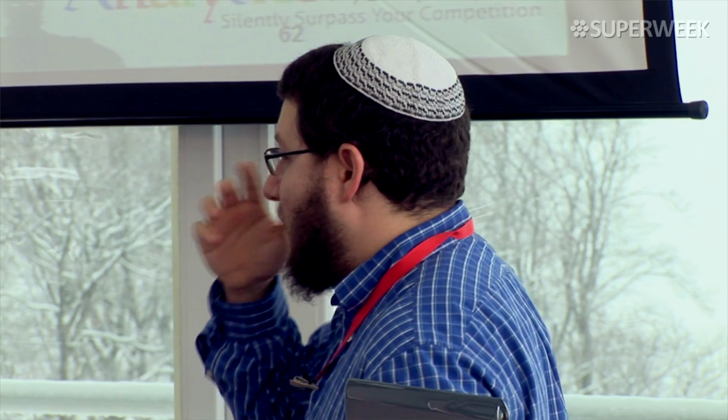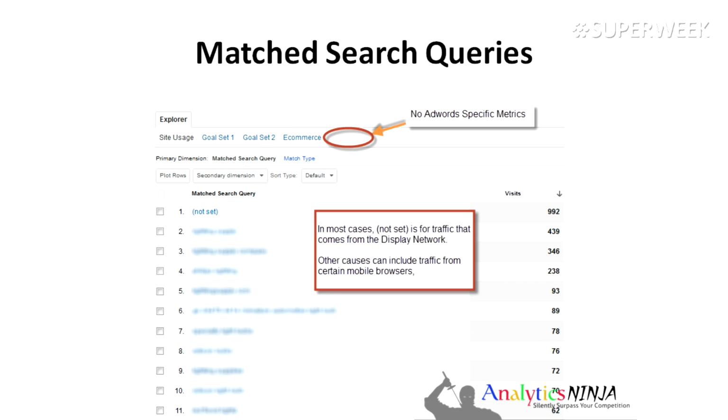In any case, with the exception of exact match, we really need to know what people are querying, because this is a great way to make money with AdWords: to cut wasted spend and reinvest in things that work. Okay, so we're going to take a look at the matched search query report. Now, at this time, the matched search query report does not include AdWords cost data. There's no AdWords-specific metrics, right? This is a lack, right? This is something that we need as advertisers.